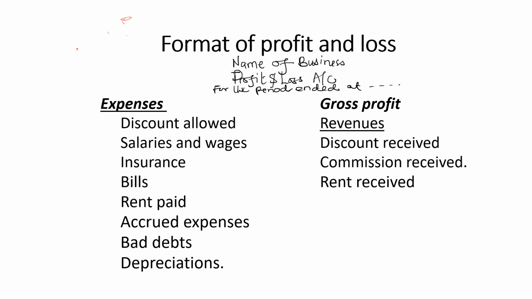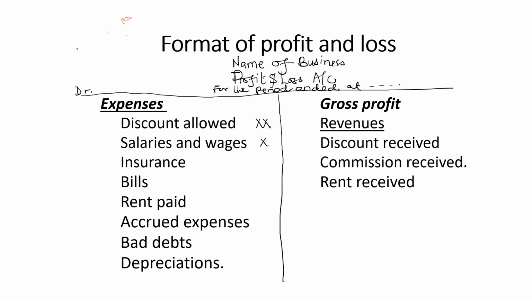Then from there, we have the account, the T format. Then on the debit side, you can see we have got the list of expenses. The expenses may include the discount allowed. You write how much is the discount allowed, you write it there. Salaries and wages, you write it there. Insurance, you write it there. Bills, it can be electricity bills, water bills, you write it there. Rent paid, you write it there. Accrued expenses, you write it there. Bad debts, depreciation, all those are expenses.